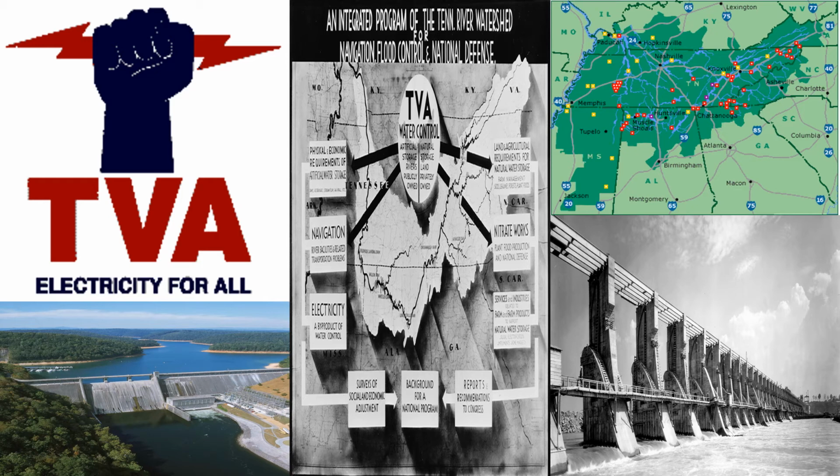The TVA provided electricity to a large portion of the South, and most of the people in the region supported the government-run utility program, but some detractors felt that the federal government should not have that kind of control over electricity over such a large portion of the country.